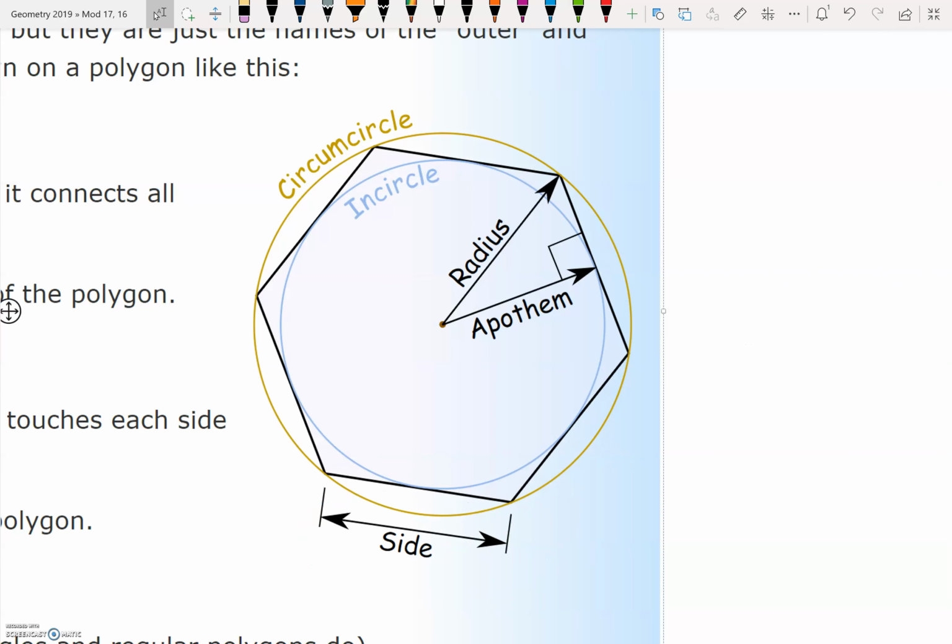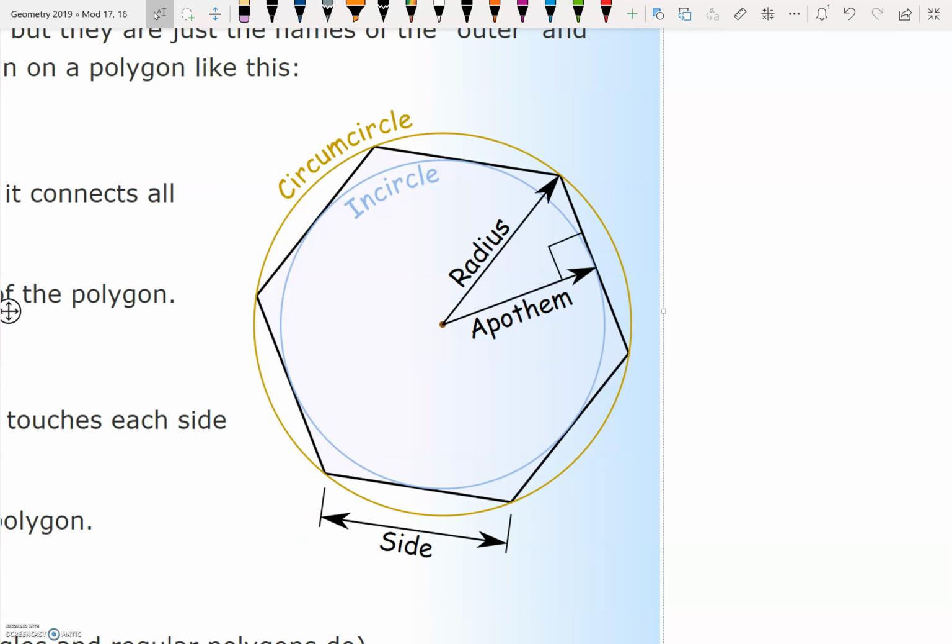Or area, I don't really have a formula that's written for this. P times, you can't use A because A is area, so apothem, 1/2 of the perimeter times the apothem. Or perimeter times apothem divided by 2. So how are we going to use that? Let's go ahead and look at an example here.